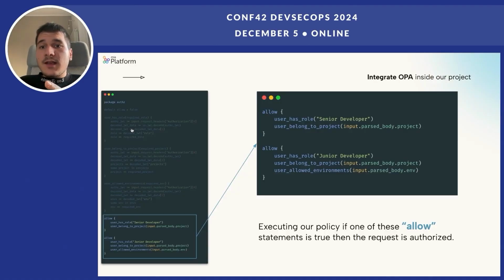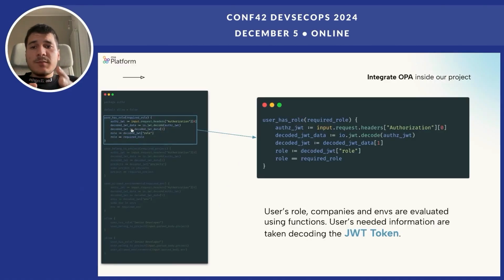By analyzing the Rego policy code, we have these two allow blocks, which are the actual entry point for the authorization logic. With each request, if one of these two blocks returns true, then the request is authorized. These blocks use functions defined above to evaluate, for example, the role of the user making the request. To retrieve the user's role, the JWT token is decoded, which is retrieved from the header of the request itself.